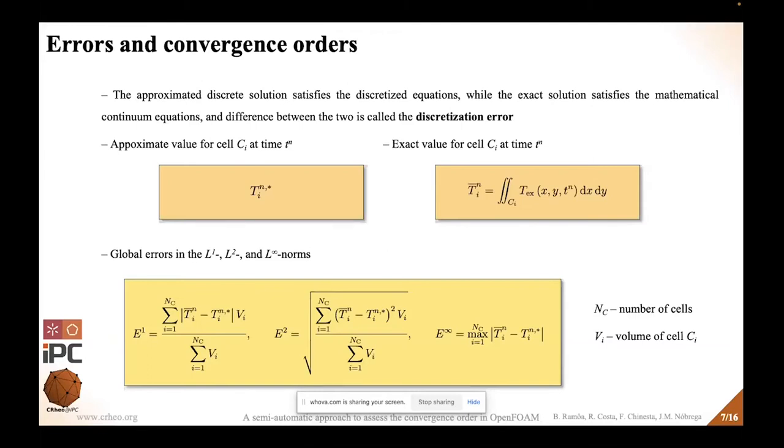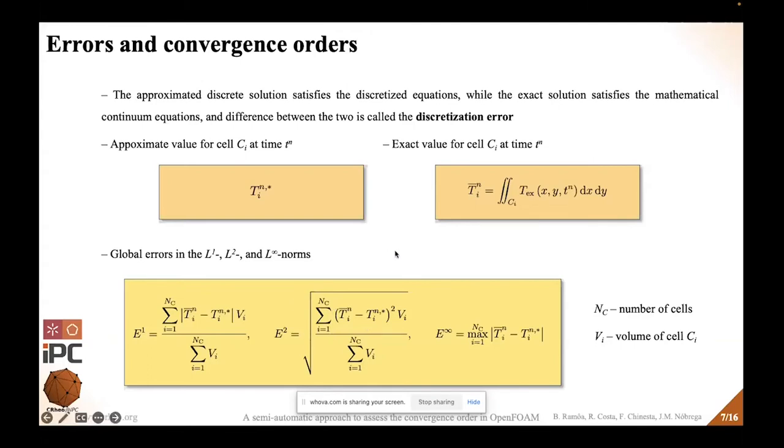And then you can compute the difference, but you don't want, or I would say you want a global measure. You don't want to put in your paper all the values. So you want just one, two, or three values per case or per mesh, I would say. So you have to compute some norms. And there are some norms that we often find in the literature. Depending on the method, you can see this L2 norm, E2.